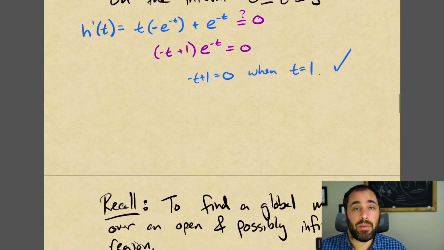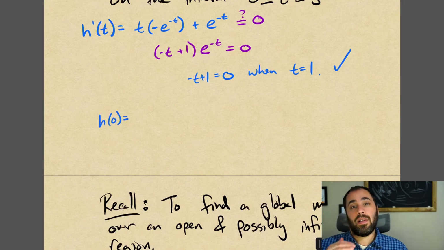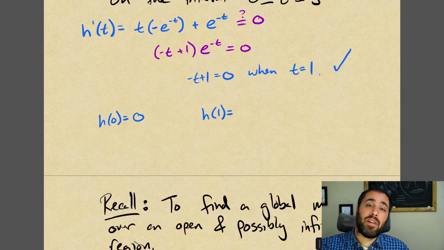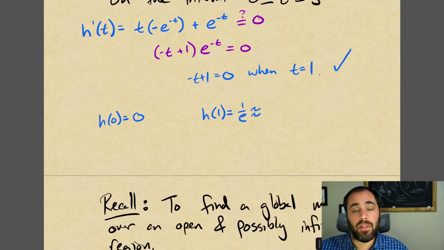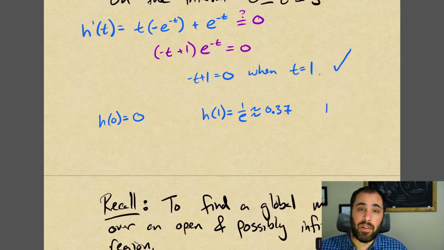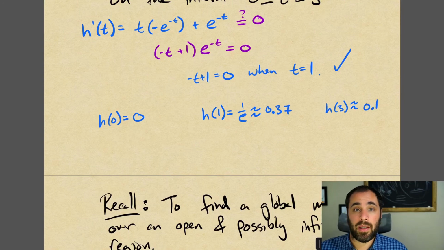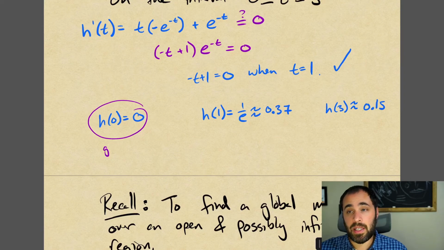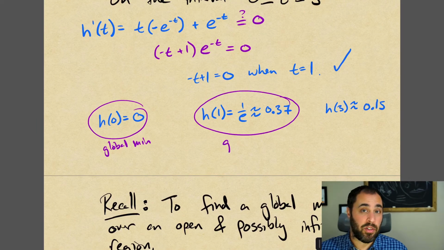And now there's 3 places to check. The left side of our interval, the critical point we found on the inside, and the right side of our interval. We'll plug all of these into h, not into the derivative, into h to find the output of the function there. And we see that the lowest among them is at 0. And the highest among them is indeed at this critical point that we found. So we declare the first to be our global minimum and this critical point to be our global maximum.